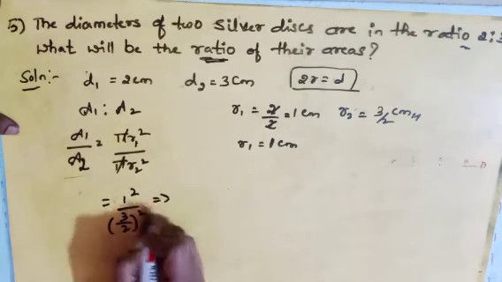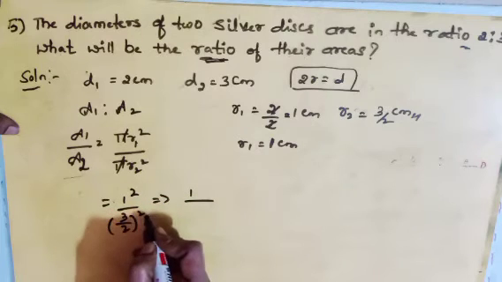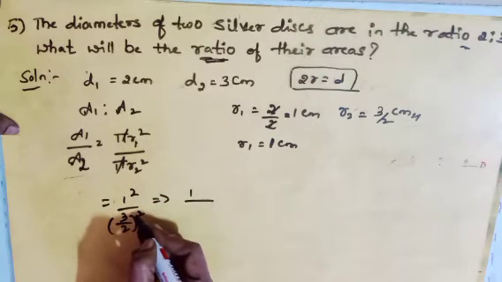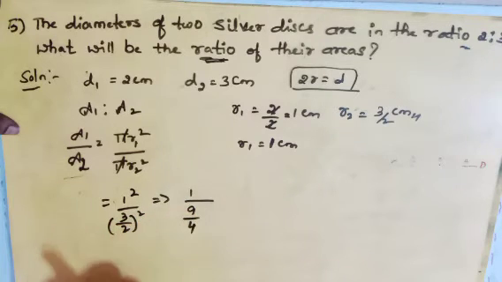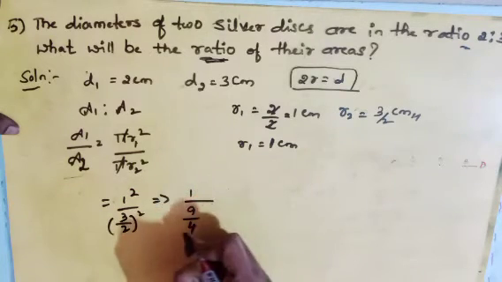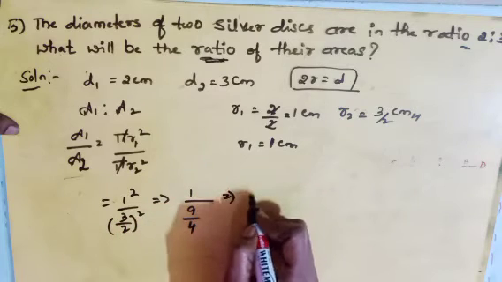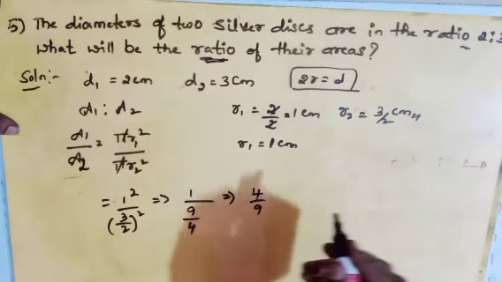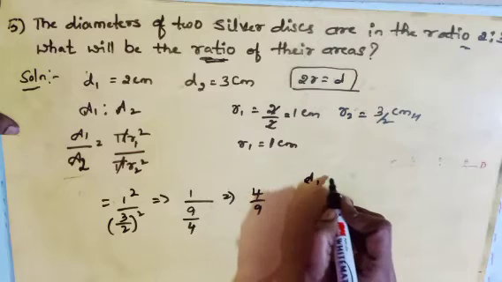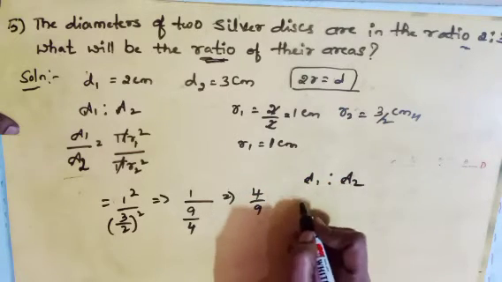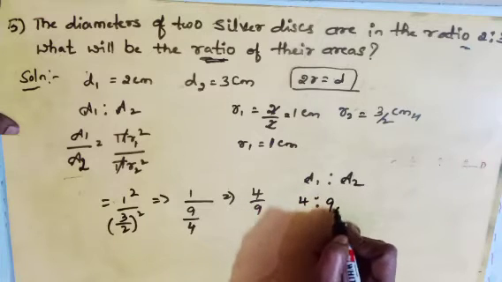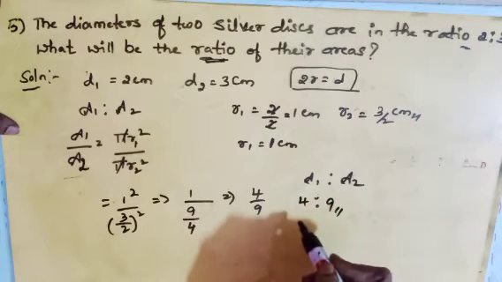Next, 1 square is 1 only. 3 by 2 whole square means we square the numerator as well as the denominator. So how much will we get here? 9 by 4. Next, the reciprocal of 9 by 4 is 4 by 9. Therefore the ratio of their areas, A1 to A2, is 4 is to 9. The ratio of their areas is 4 is to 9.